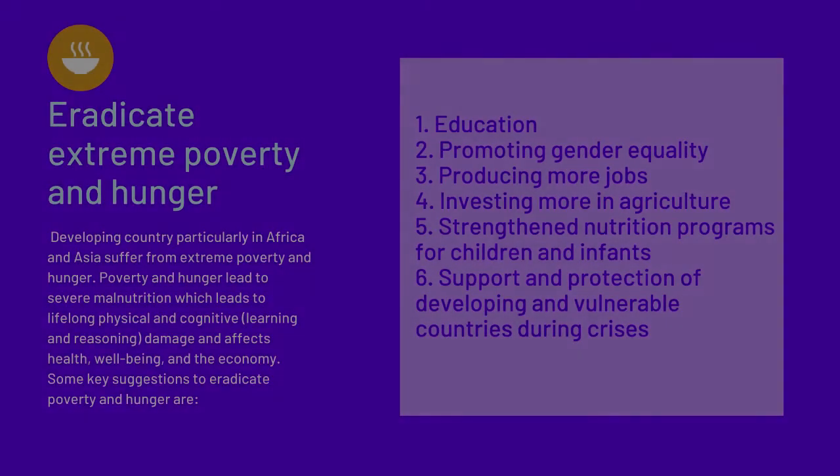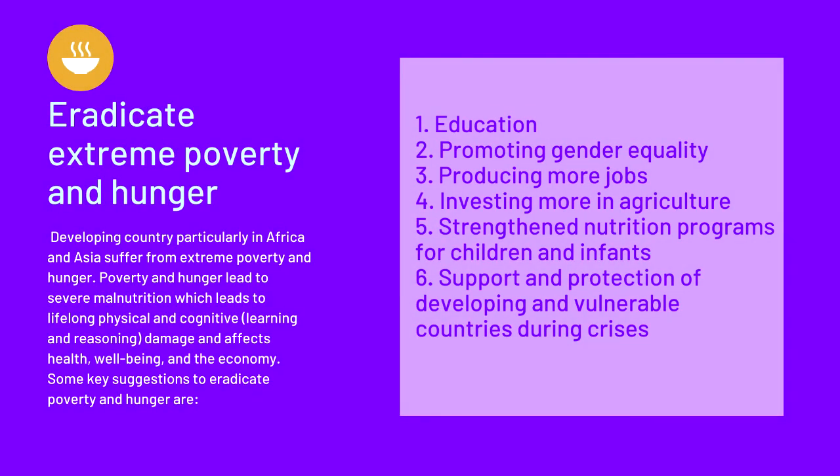First is to eradicate extreme poverty and hunger. Developing countries, particularly in Africa and Asia, suffer from extreme poverty and hunger. Poverty and hunger lead to severe malnutrition, which leads to lifelong physical and cognitive damage and affects health, well-being, and the economy.